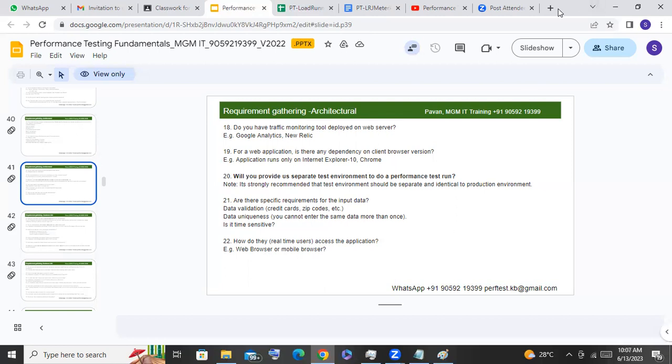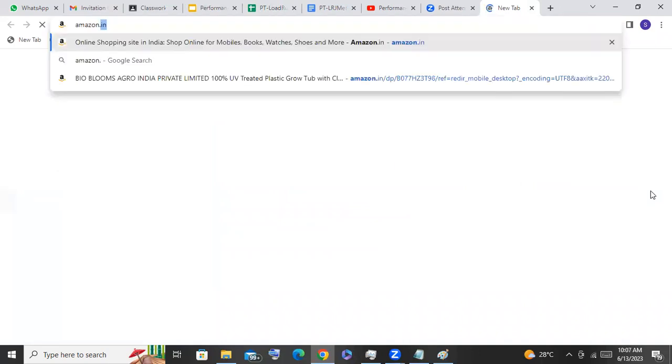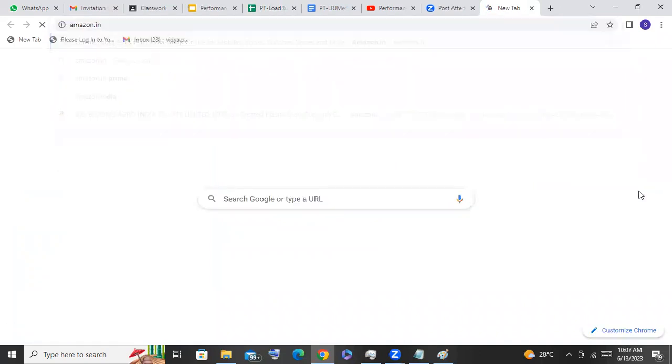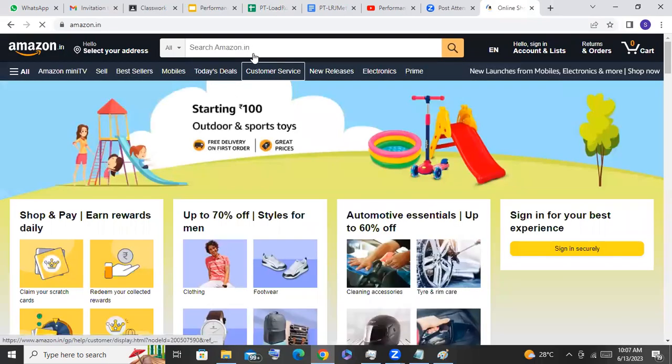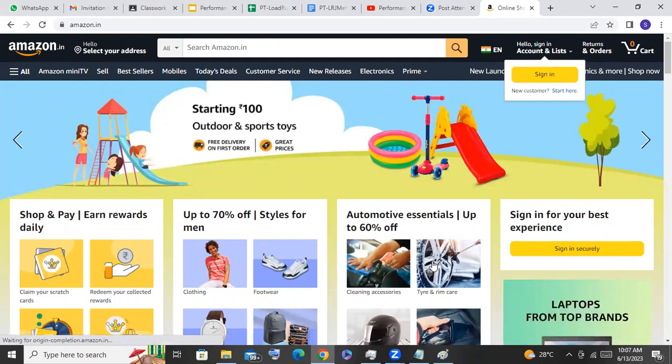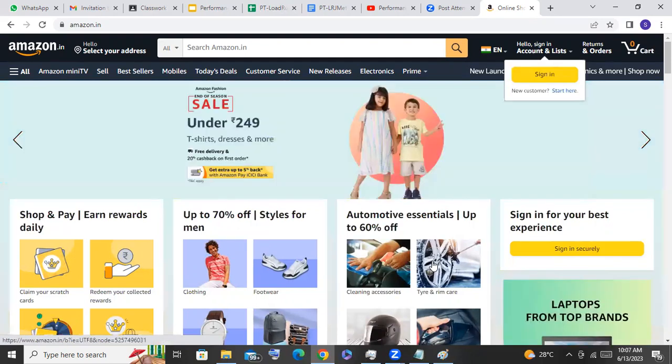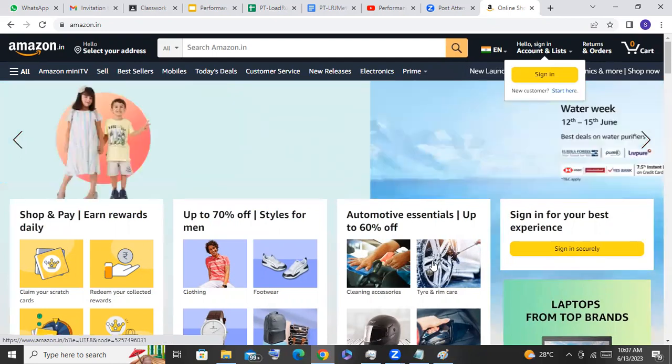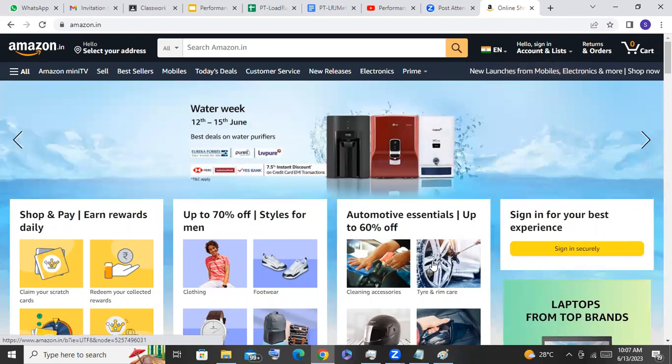Let me take an example, guys. For example, let's take Amazon.in. Now in this Amazon.in, what would you usually do? You would search for items, search for products. Can you tell me, guys, what is the percentage of the searches that you actually end up buying?